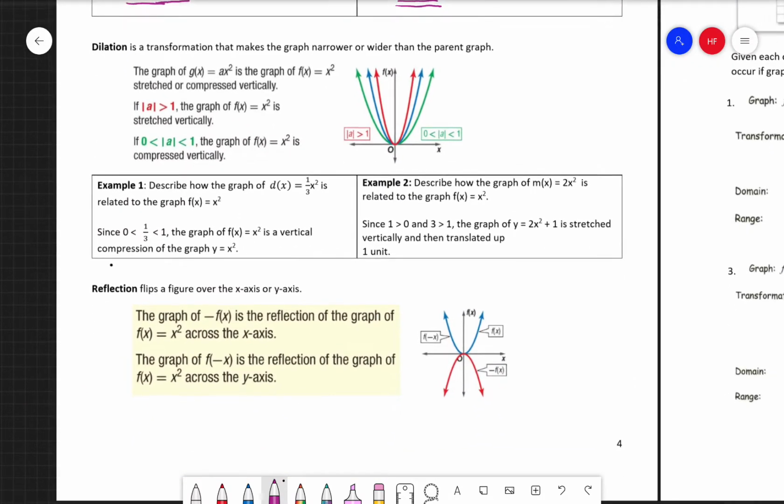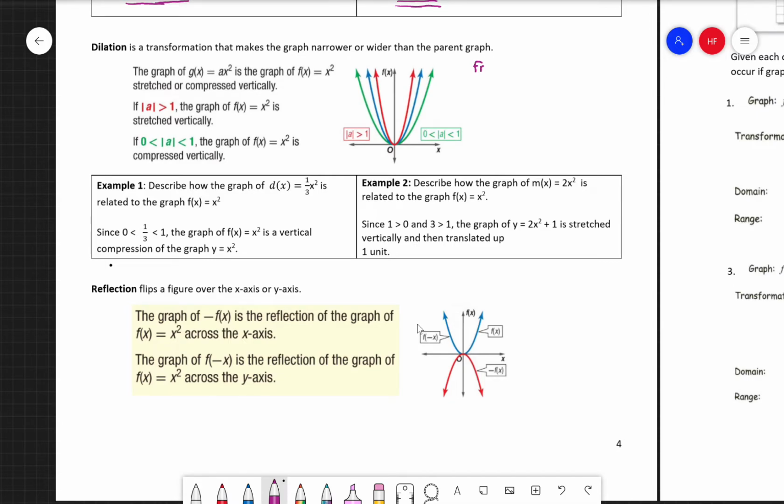A dilation is going to make the graph narrower or wider than the parent graph. So if a is greater than 1, so if we have a number greater than 1, then it is going to be stretched vertically. And if a is a fraction, then it is going to be compressed vertically. The way I like to say this is a fraction makes the graph look fatter. I know it's terrible. I know it is. But it helps y'all remember. So if there is a fraction for a, then the graph will look fatter just because it is compressed vertically.